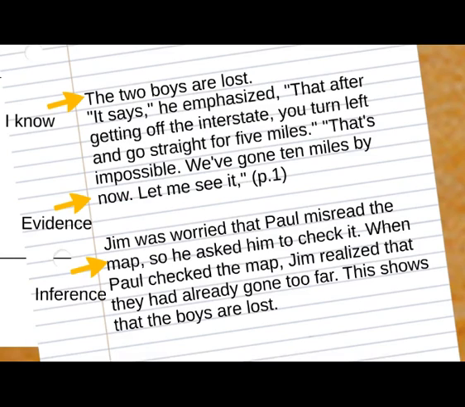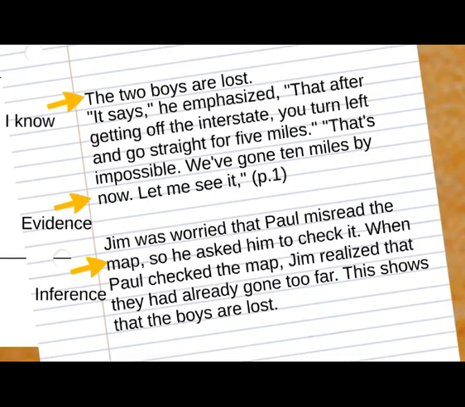Now that I've read and found my answer and underlined my evidence, I can transfer it to paper. So I know the 2 boys are lost. And my evidence is, it says he emphasized that after getting off the interstate, you turn left and go straight for 5 minutes. "That's impossible. We've gone 10 miles by now. Let me see it." And at the bottom down here, you'll see my inference. It's like my guess based on what I read and the evidence I have.